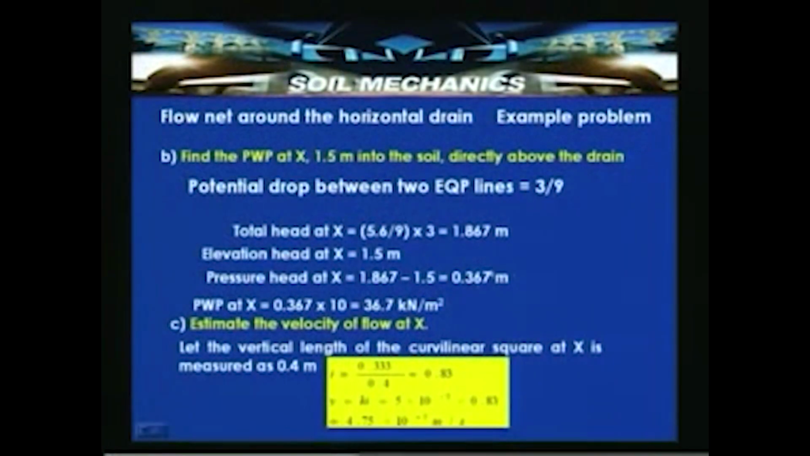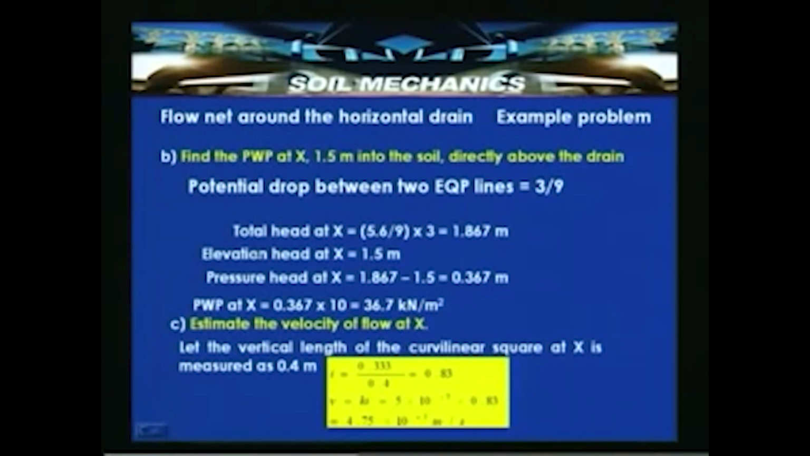So, elevation head at x is 1.5 meter because the datum is at the ground surface. So, pressure head at x is obtained by using total head is equal to pressure head plus elevation head. From there we get 0.367 meters as the pressure head at x. So, pore water pressure at x is equal to 0.367 into 10, around 3.67 kilonewton per meter square, by treating the unit weight of water as 10 kilonewton per meter cube. So that is how we can determine pore water pressure at different locations.